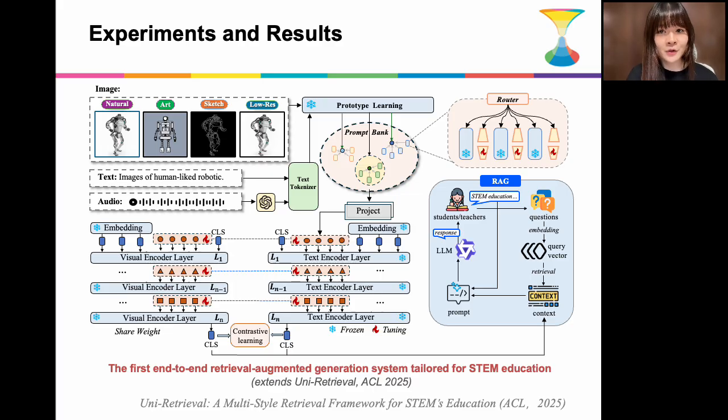This design is also efficient. Most of the backbone model is frozen, and only the prompt bank-related components are updated. And therefore, Uni-RAG can adapt to different educational query styles without full parameter fine-tuning.